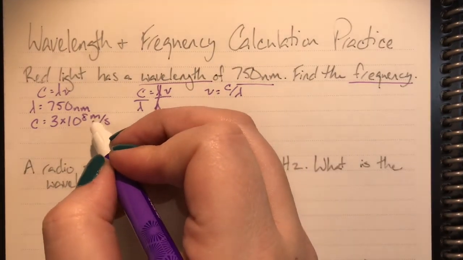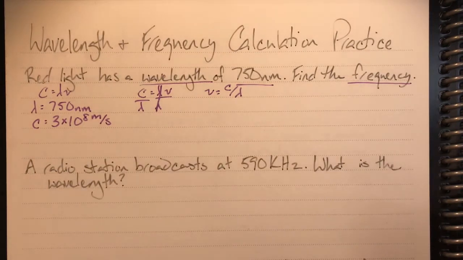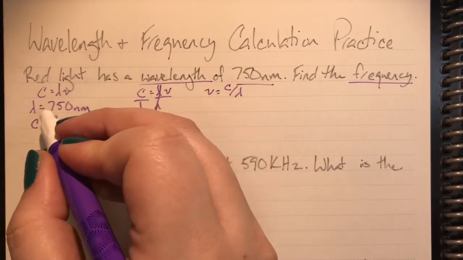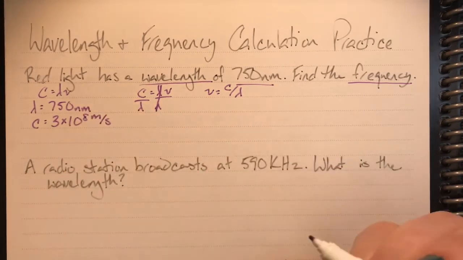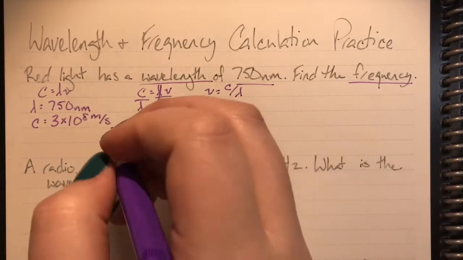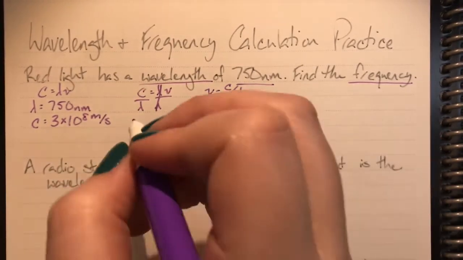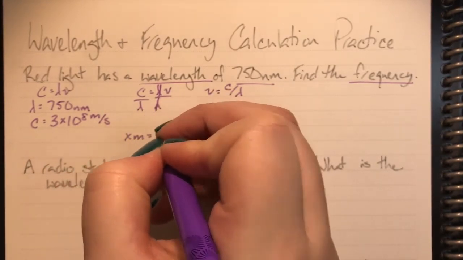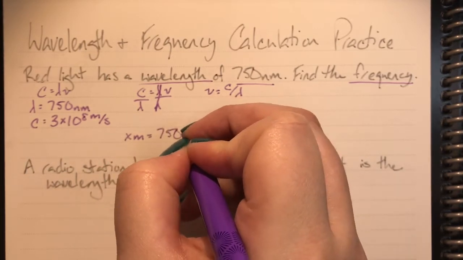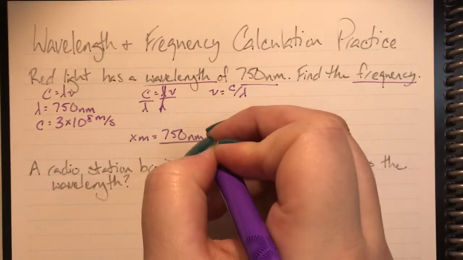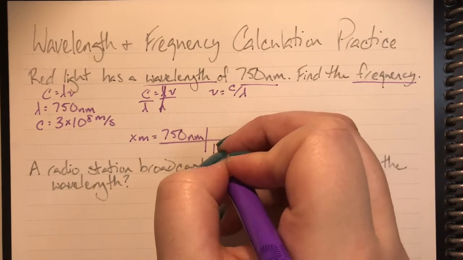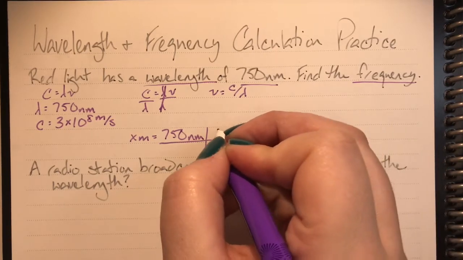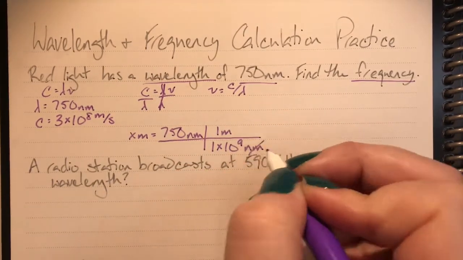A thing to note in my equation is that the speed of light is in meters per second. However, my lambda right now, my wavelength, is in nanometers. This is not an appropriate unit, so I do need to convert this from nanometers to meters. So I'm going to do a quick dimensional analysis to do so. I'm looking for how many meters are in 750 nanometers. I know that every 1 times 10 to the 9th nanometers is equal to 1 meter. Nanometers cancel.